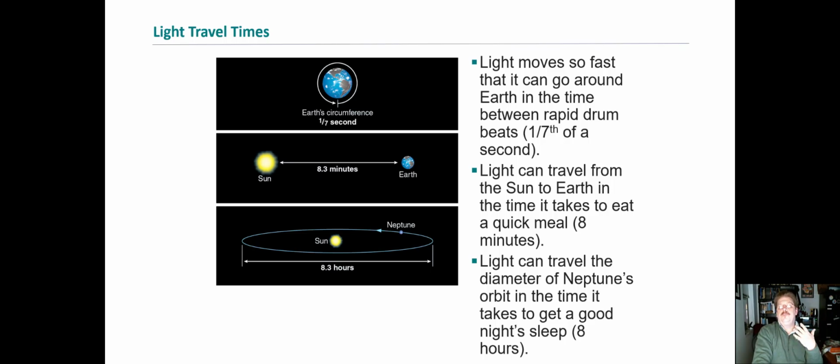Like I said before, we use the term light year, but we can also talk about distances called light seconds or light minutes, the distances that light travels in 1 second or 1 minute. So if you were to look at the circumference of the Earth, light can go around the Earth 7 times in a single second. Like I said, from the Earth to the Sun, it's about 8 minutes. To Neptune, it's about 8 hours.